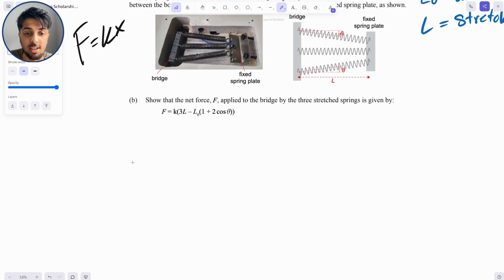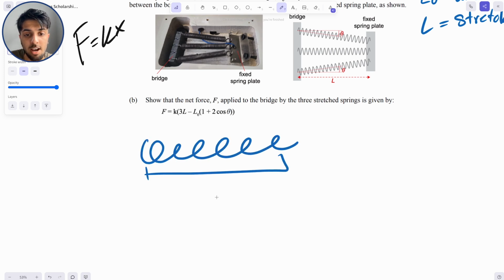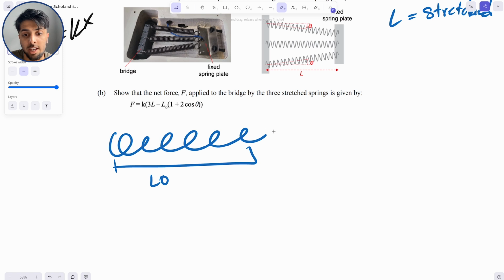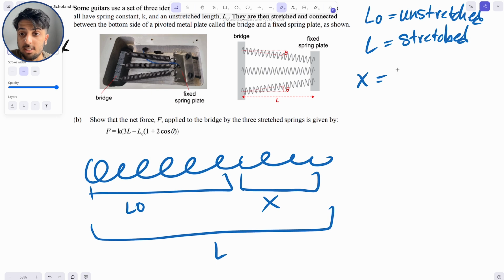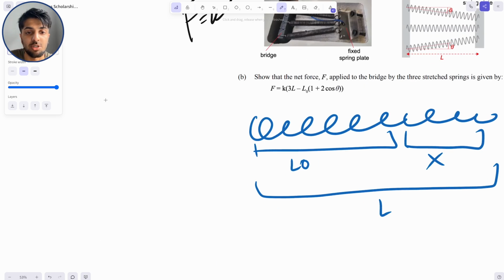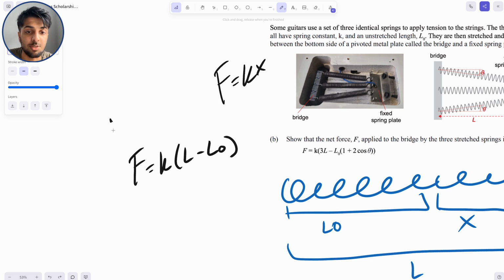So if we have a spring, this will be our unstretched length, L naught. And if we stretch the spring, it will gain an extra distance, which this distance here is our L. The x we're looking for is this. And so from there, we can say that our x is equal to our L minus L naught. So for our first equation, we can say F is equal to the spring constant times L minus L naught, like this. So this is for the middle spring.